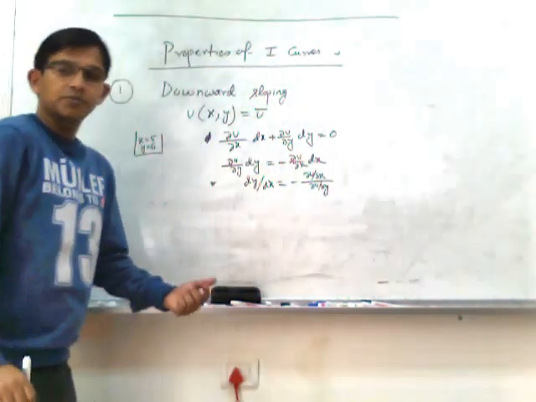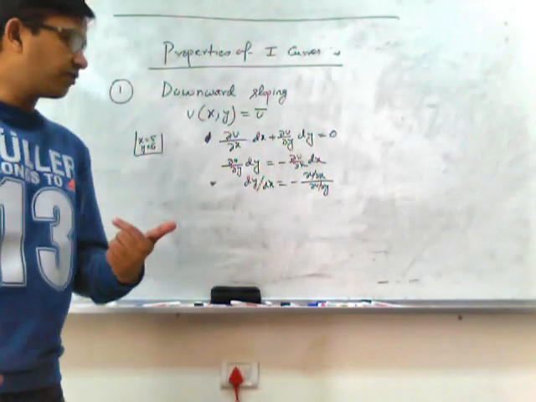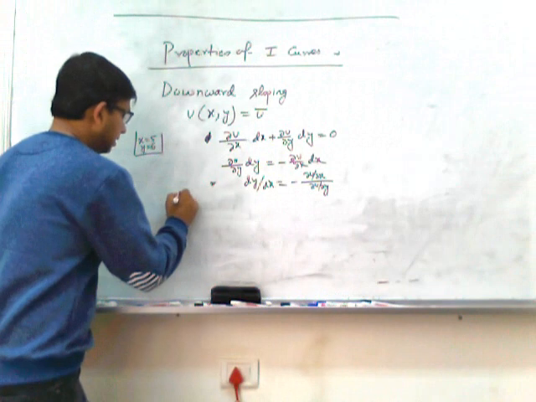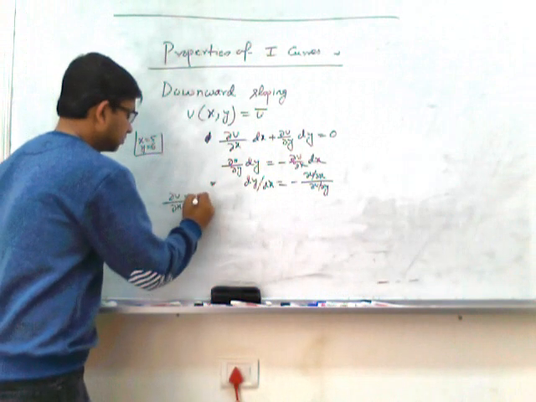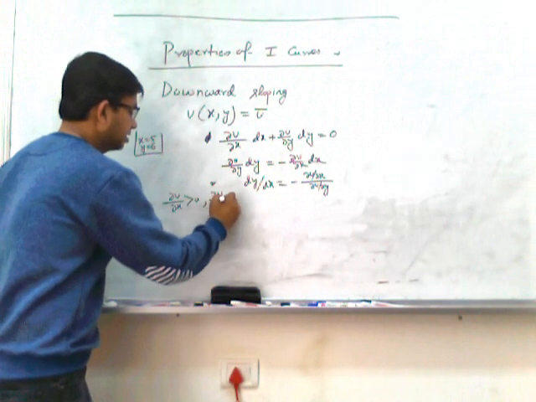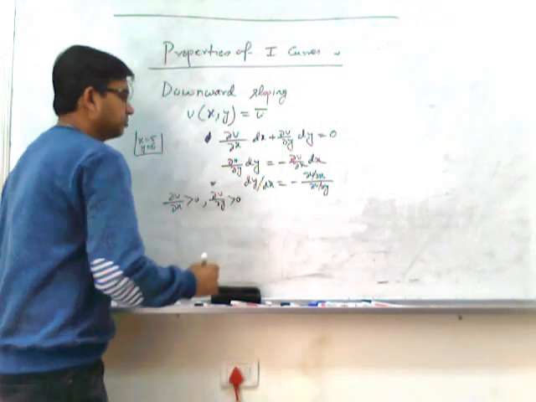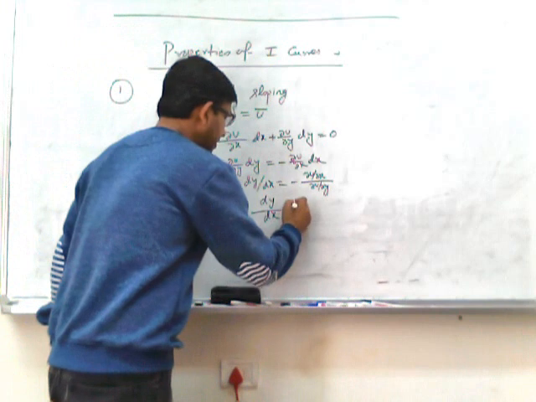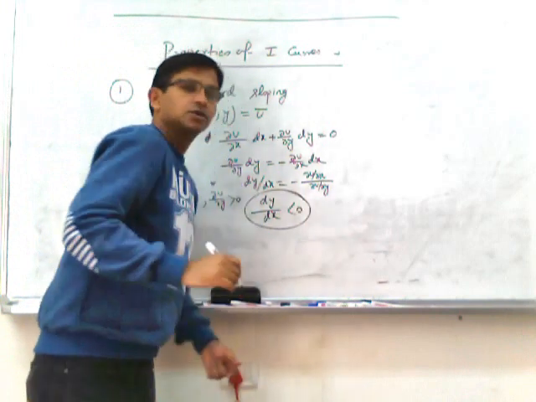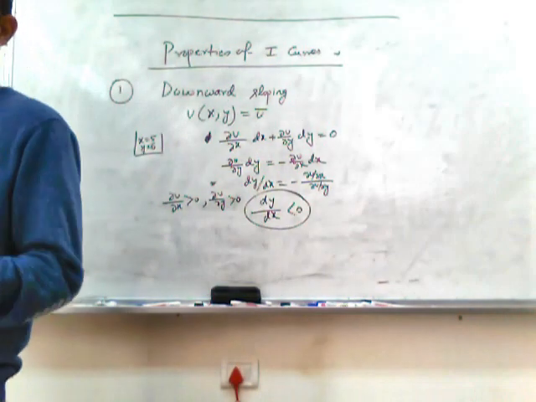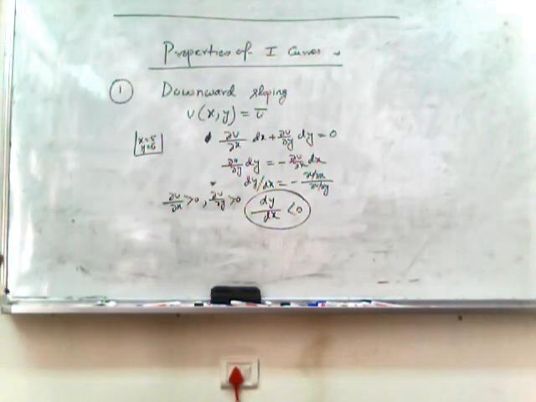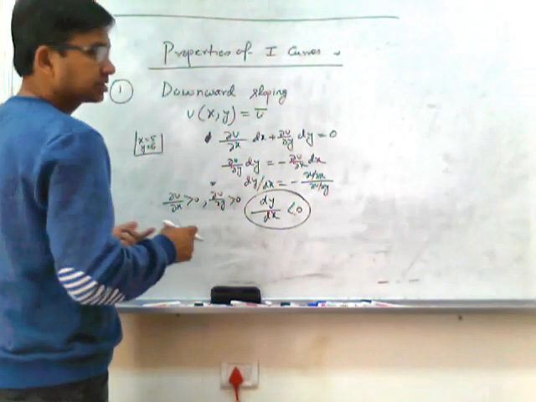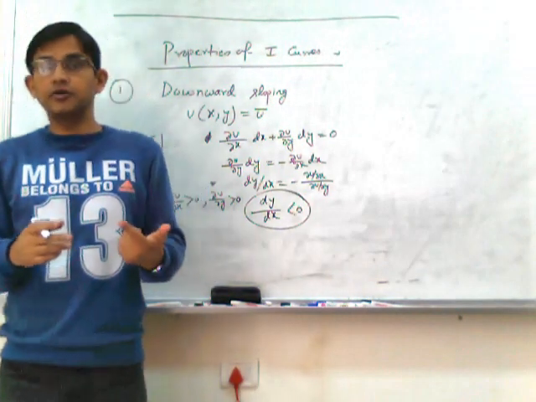So from the properties of well-behaved utility function, we know that del u by del x is positive, and del u by del y is also positive. So definitely dy/dx will be less than 0. The slope of indifference curve is negative. That means it must be downward sloping. So this is the first property of indifference curve.